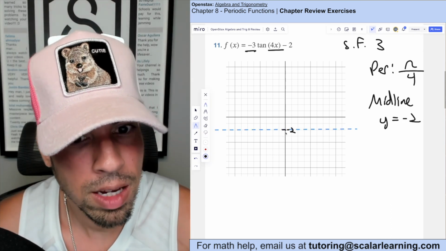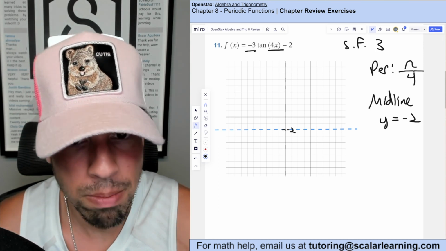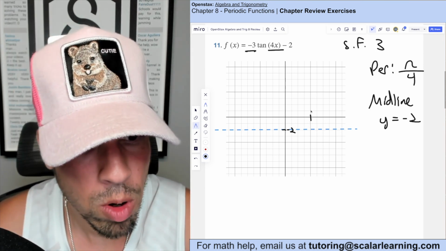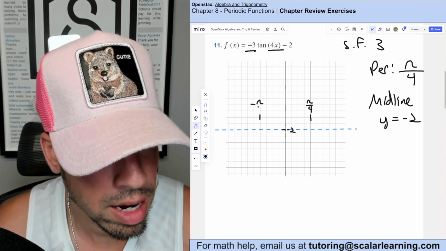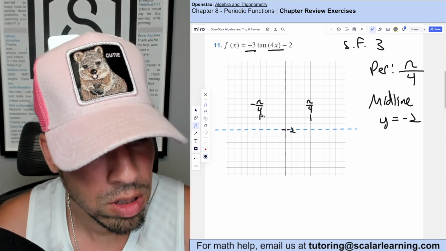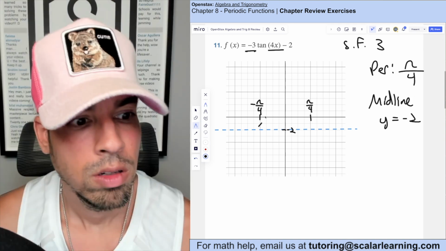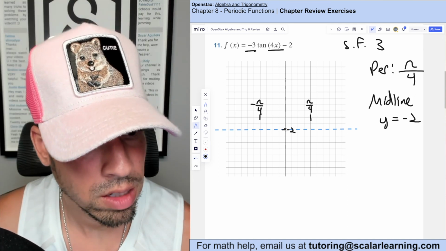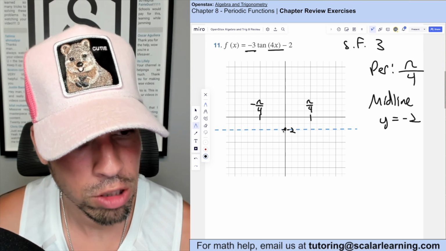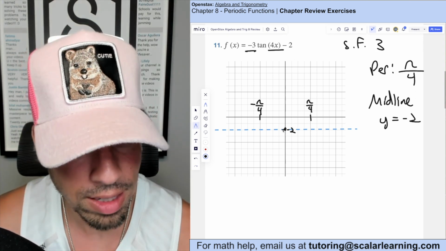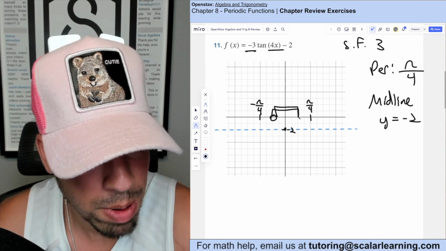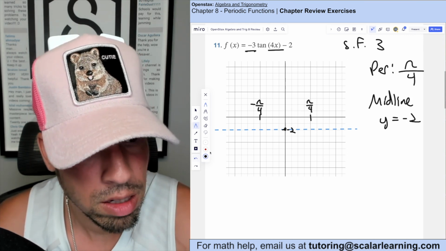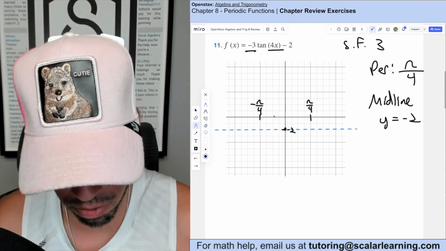So here's my midline at -2, and then here's the period at pi fourths. So what I'm going to do is I'm going to mark this as pi over 4 and this as -pi over 4. And then, this is a period like so. Now, typically we're starting right at the center point on this midline for our first spot, and there's no phase shift, so that's going to stay the same. And then since this is a distance of pi fourths, right, this would be -pi/8 to pi/8, that's the boundaries, that's where we're going to place the first set of vertical asymptotes.